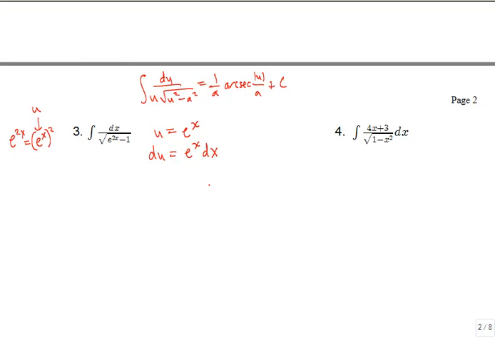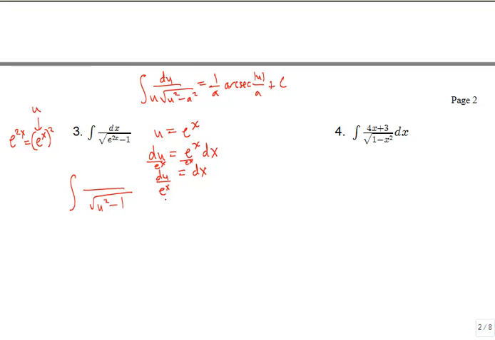So this is a tricky one, because in order for this to be an arcsecant, we do want that radical to start off with our u squared. And since e to the 2x is really an e to the x squared, or our u squared, then this does become u squared minus 1. But we have a little problem, because I don't have that u in the bottom. And in order to figure out what this dx is going to become, I need to solve for dx, which means we have to divide both sides by this e to the x. And that means dx would be du over e to the x.